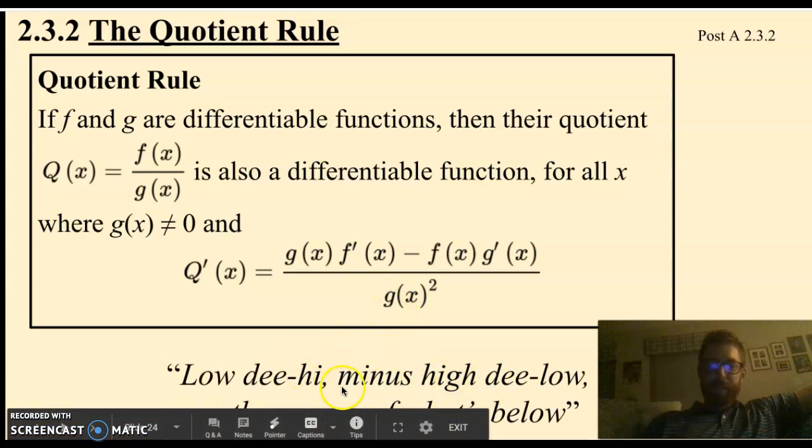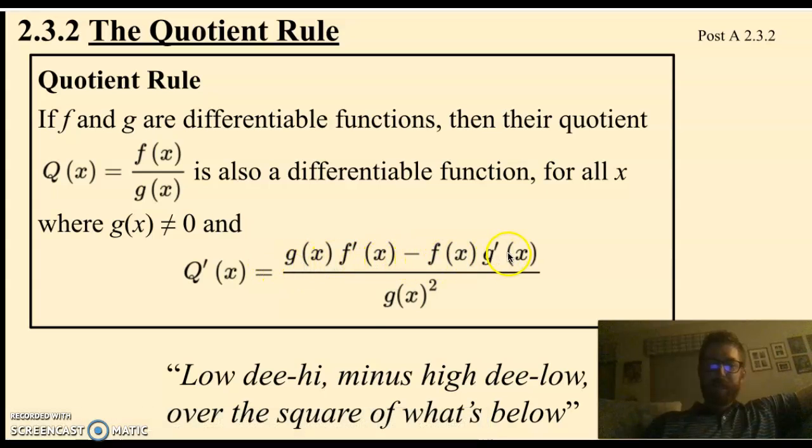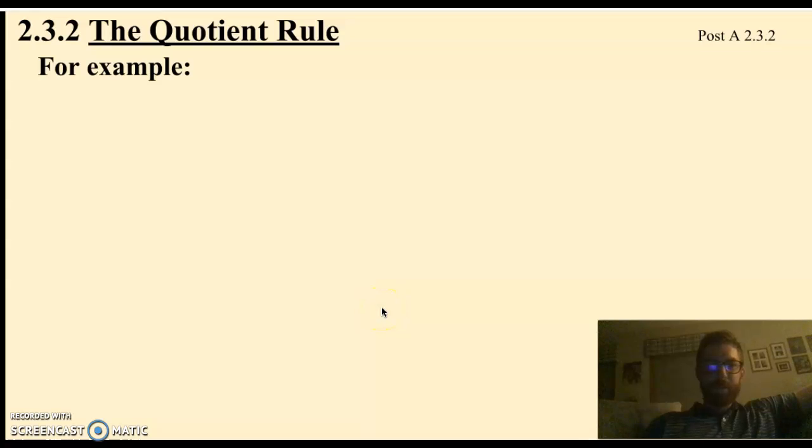Low D high minus high D low. Another way to think about it is you can go low D high minus high D low over low low. I've seen that from time to time as well. Right? So this is going to be kind of the basic way that we find these derivatives. Let's do a quick example.